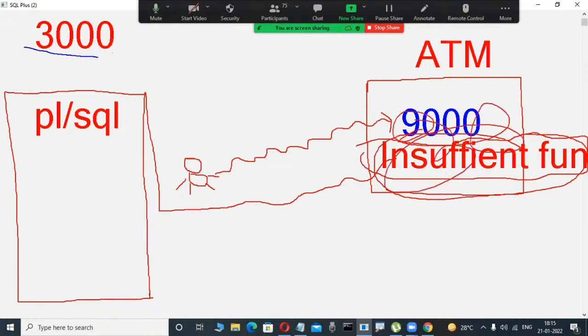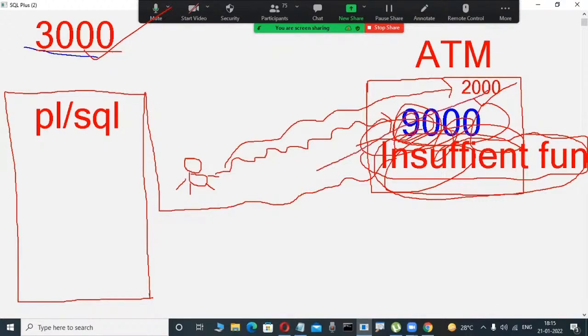Again, another scenario. For example, my balance is 3,000. Suppose I insert an ATM card and try to withdraw 2,000 rupees. Is it possible? Possible. Why? Because my balance is 3,000, and 2,000 is less than 3,000. That's why withdrawing is possible. We are withdrawing 2,000 in this example.